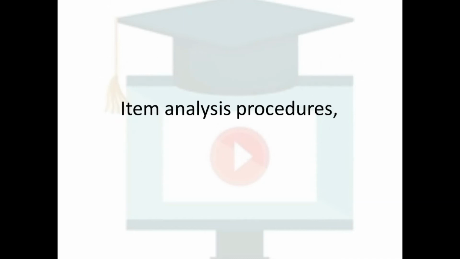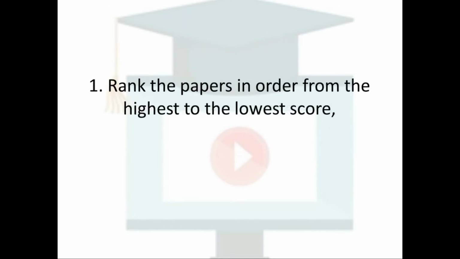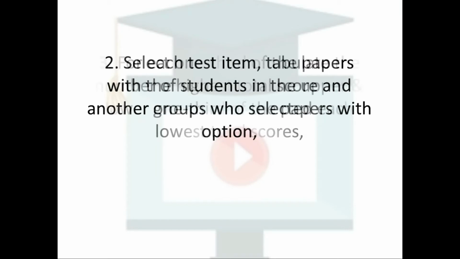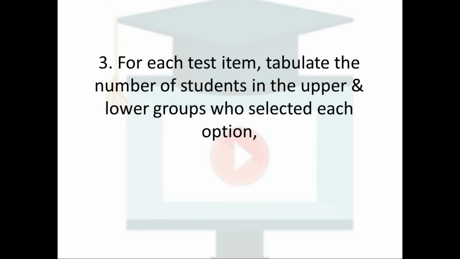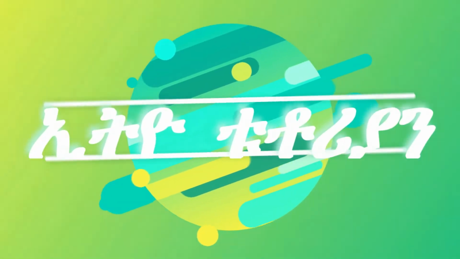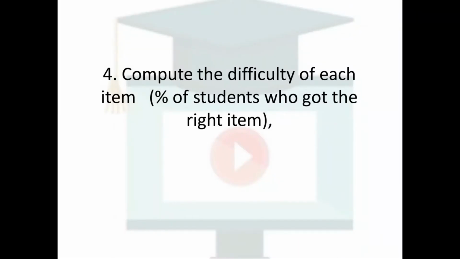Item analysis procedures. 1. Rank the papers in order from the highest to the lowest score. 2. Select 1/3 of the papers with the highest total scores, and another 1/3 of the papers with the lowest total scores. 3. For each test item, tabulate the number of students in the upper and lower groups who selected each option. 4. Compute the difficulty of each item: the percentage of students who got the item right.